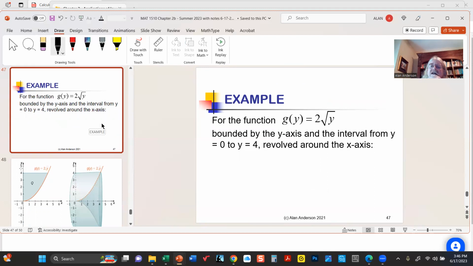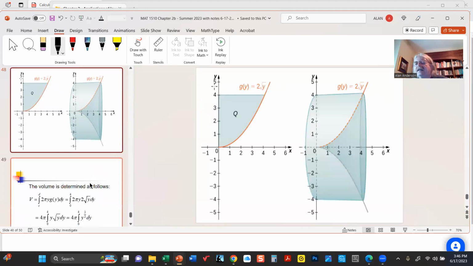Bounded by the y-axis this time from 0 to 4, and revolve up and down. In other words, around the x-axis. So again, you have to see the pictures to understand this. This piece is being rotated, and this is what we end up with. So again, it's a shell, a cylindrical shell.